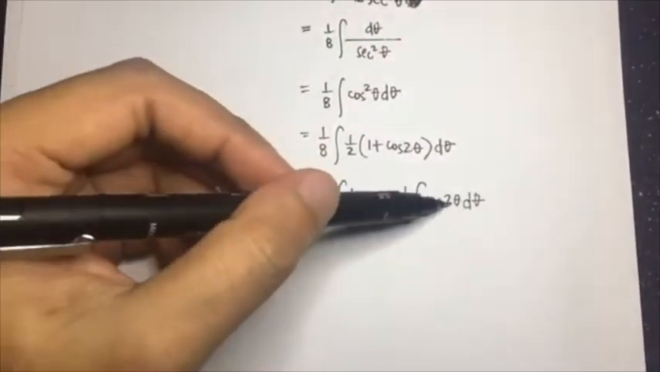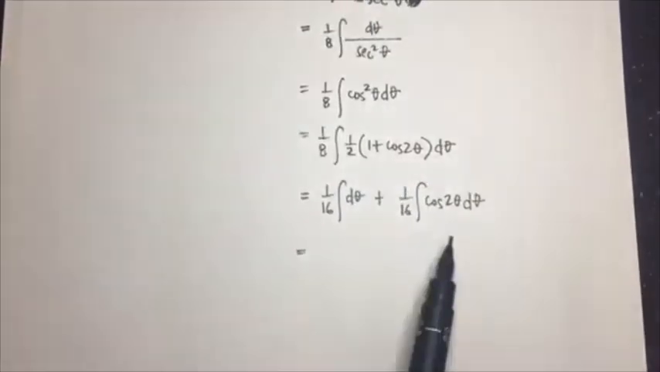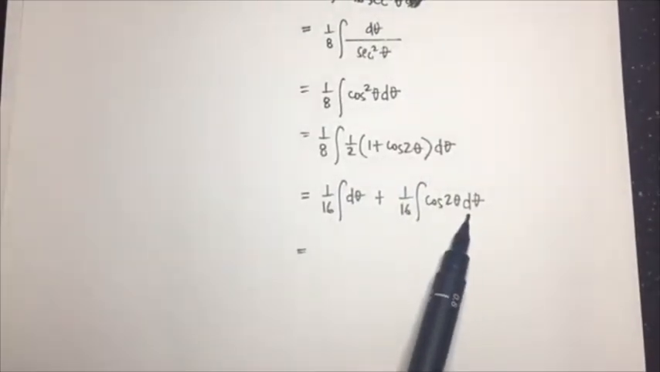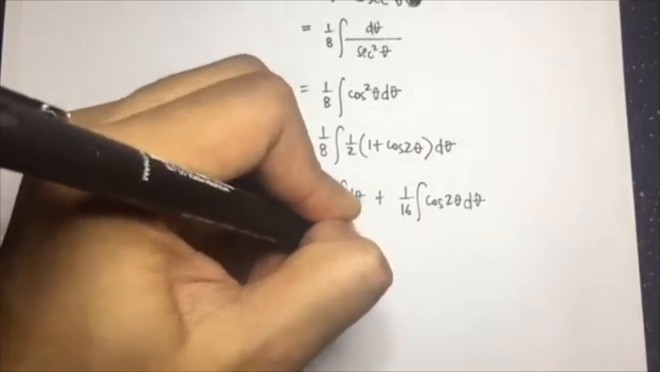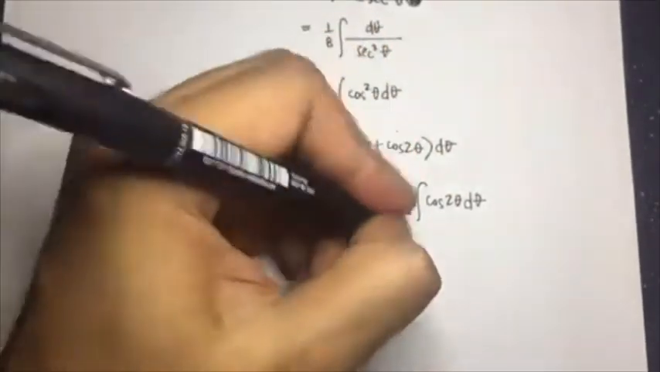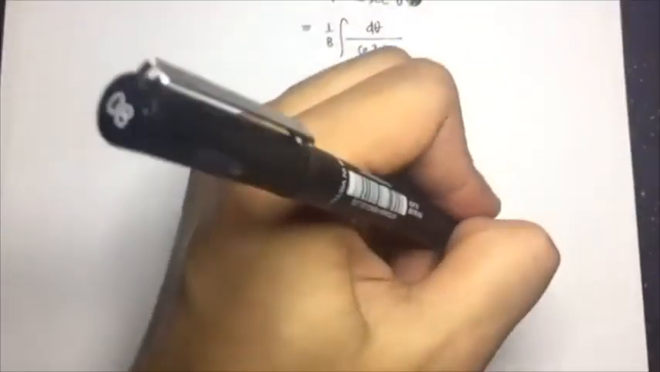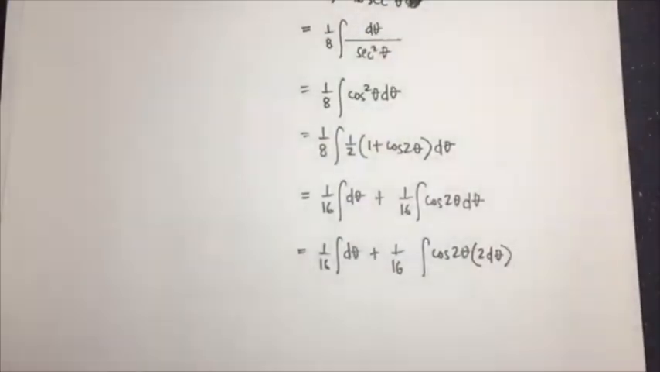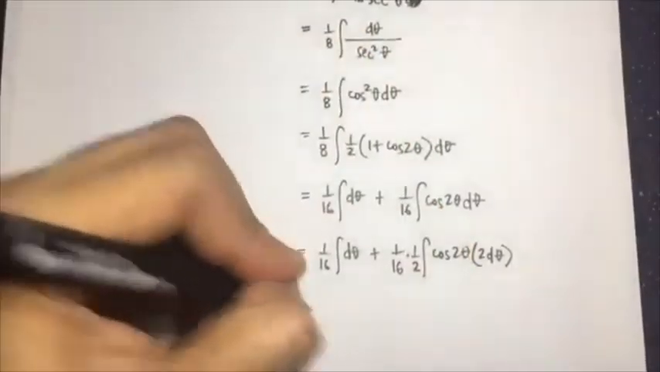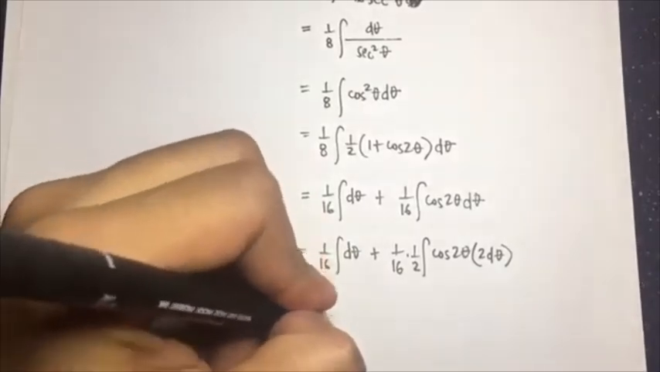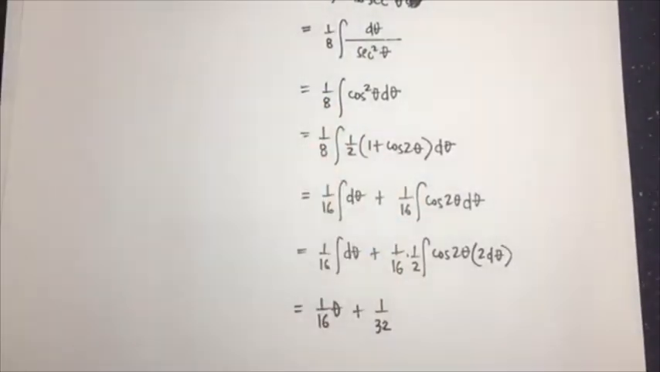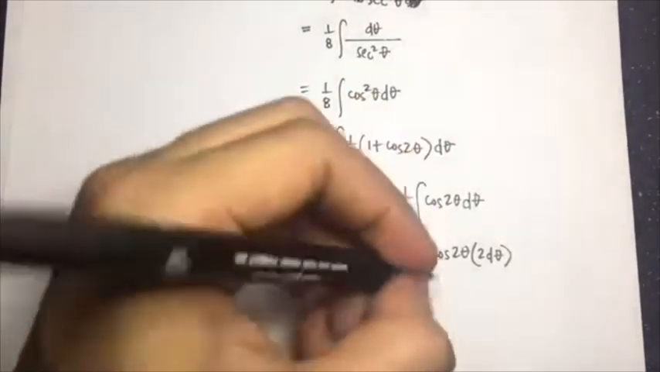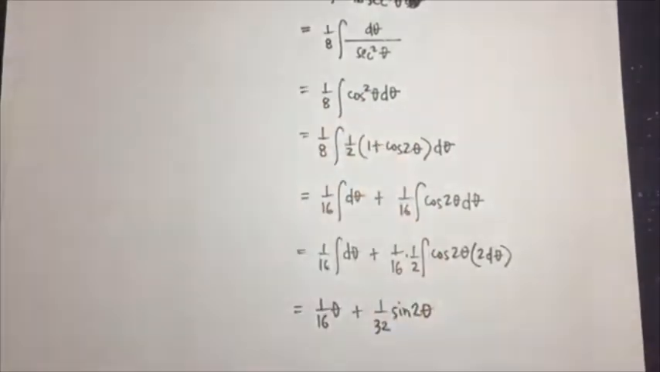Okay, so the integral of cosine is sine, but notice we have here 2 theta, therefore our d theta here should be 2 d theta. So there's a missing 2, so 1 over 16 integral of cosine 2 theta, the differential part should be 2 d theta. So multiply here by 1/2. Therefore this will become 1 over 16 theta plus 1 over 32, the integral of cosine is sine 2 theta.